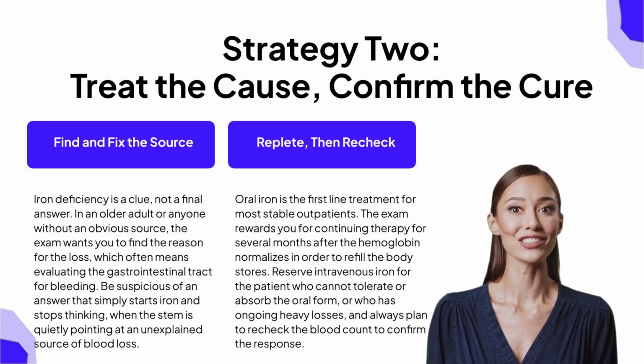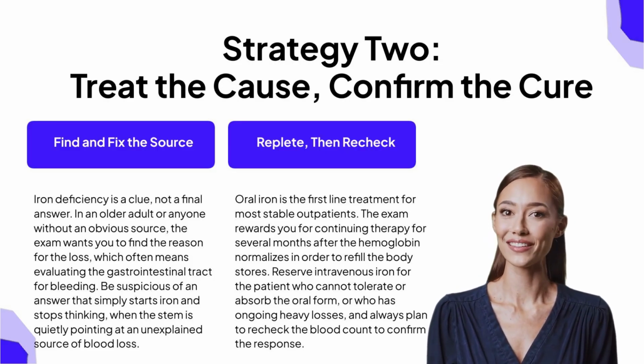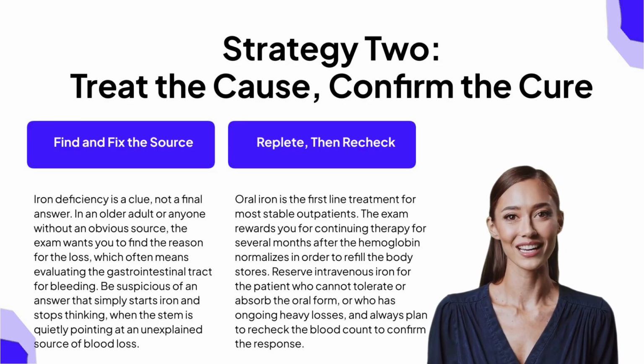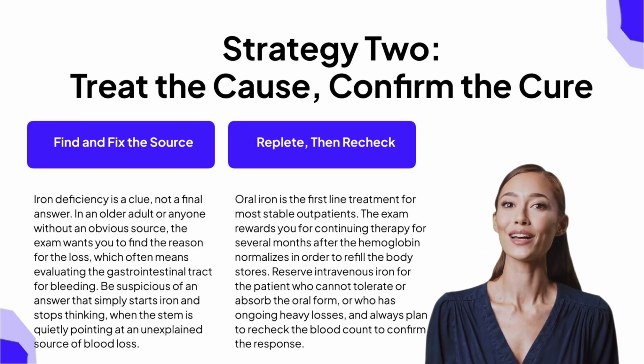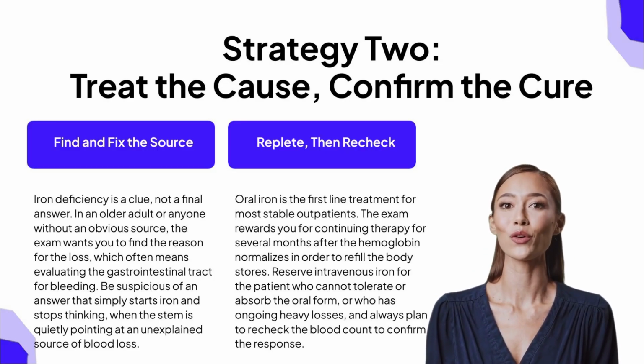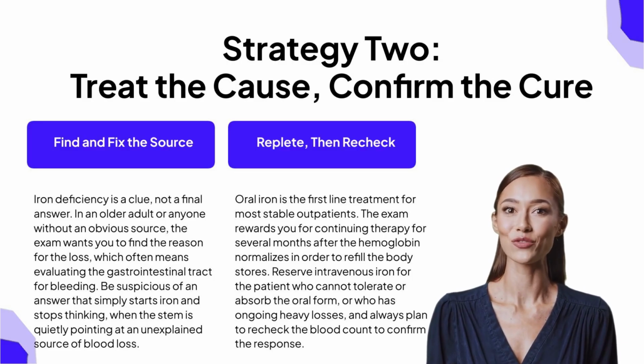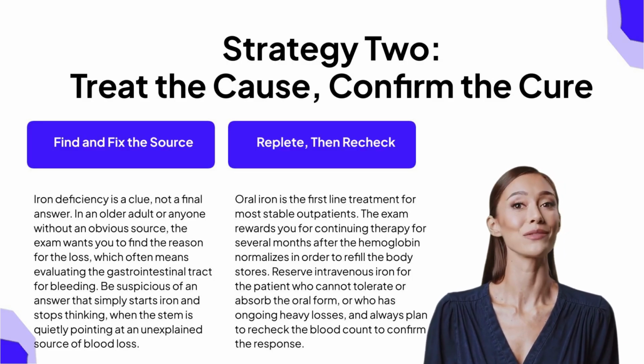Second, replete and then recheck. Oral iron is first line for most stable outpatients, and the exam rewards continuing it for several months after the hemoglobin normalizes, so the body stores refill. Save intravenous iron for patients who cannot tolerate or absorb the oral form. For exact dosing, use your review resource and your question bank explanations.